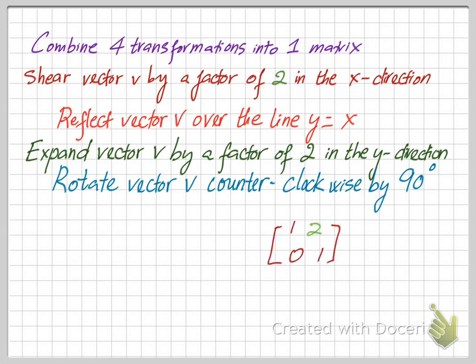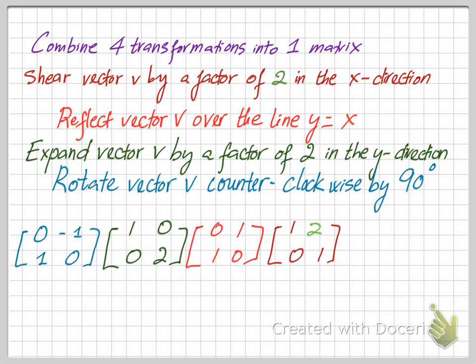Here, the first matrix representation, the shear matrix, is this matrix. Then if you want to apply the next linear transformation, reflecting a vector over the line y equals x, you multiply the matrix representation of the reflection to the left of the matrix representation of the shearing. And you keep doing that if you want to keep adding linear transformations. The last one, the rotation matrix, is multiplied to the left of this matrix. You multiply all of this together, and you get a matrix that is the representation for four different linear transformations in order: shearing, reflecting, expanding, and then rotating.